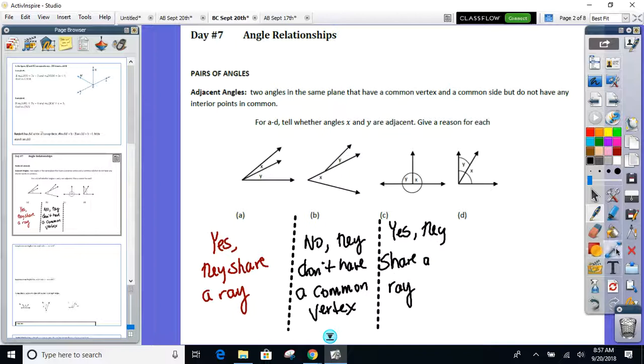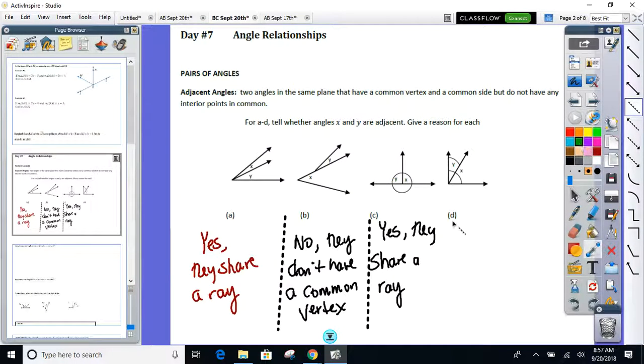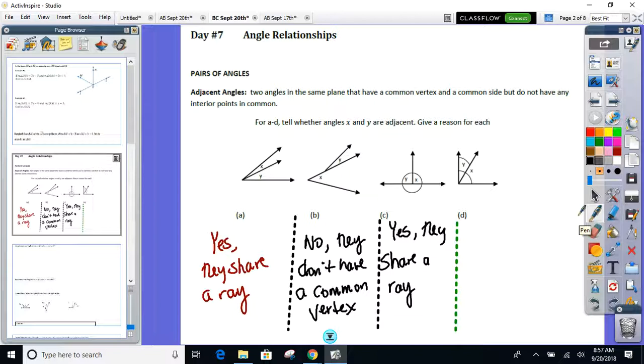Okay, before you make a decision on part D, just let me explain what you're looking at here. Angle X is the entire angle. Angle Y is this one right here. So let me highlight it. Angle X is what I'm putting in brown right now, and angle Y is what I'm putting in neon green right now.